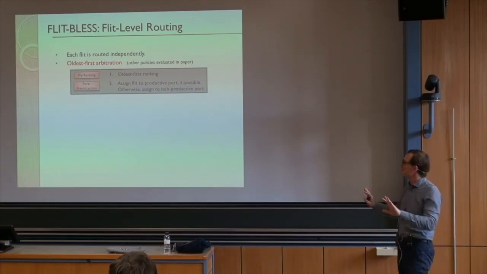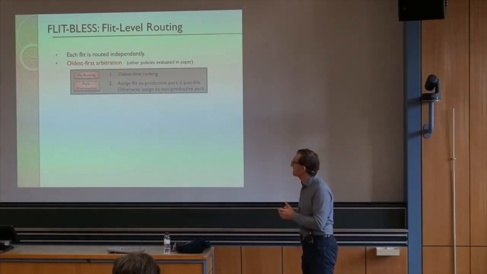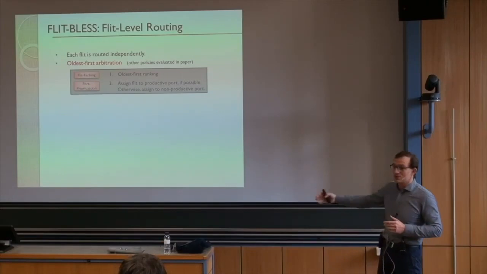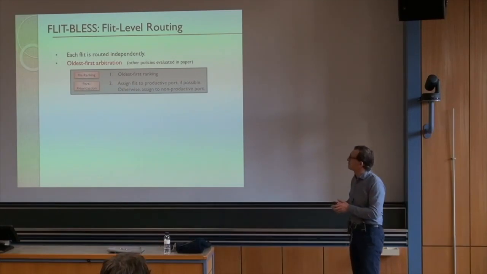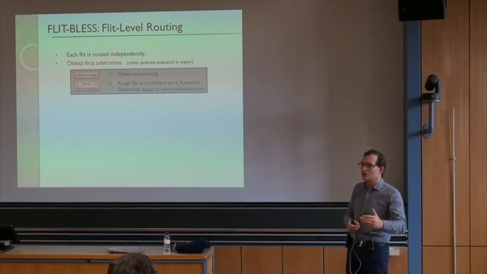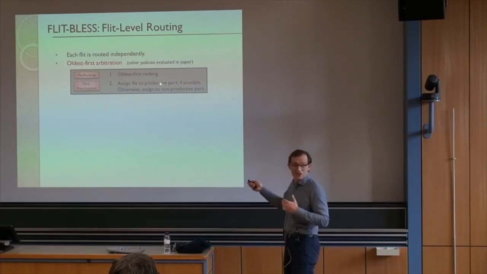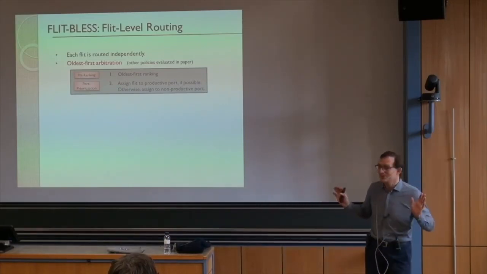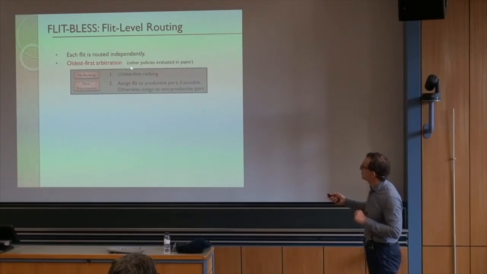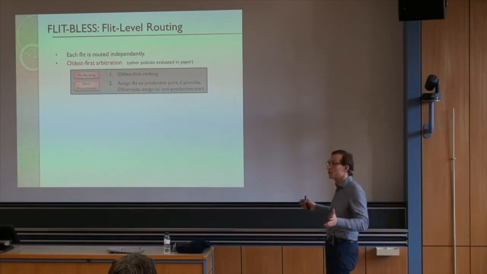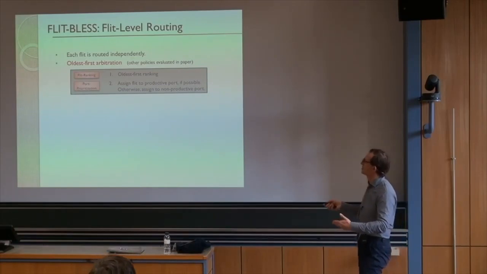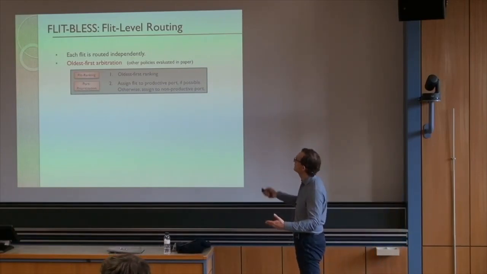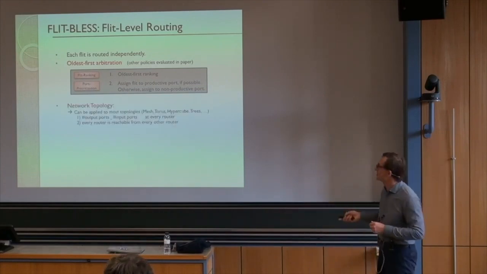But if you're assuming the simple thing, that each flit is routed independently, you need to ensure each flit gets to its destination. And how do you ensure that? Oldest first arbitration is one way of doing that. Basically, it guarantees that the oldest flit injected into the network arrives at its destination, because it's always prioritized by this ranking scheme. That sounds good, right? You do oldest first ranking, and you assign the highest ranked flit to the productive port if possible. So hopefully the highest ranked flit always gets the productive port, which is true in a router. Otherwise, if the productive port is not available for the flit with the given rank, you assign it to a non-productive port. And that's how the deflection algorithm works.